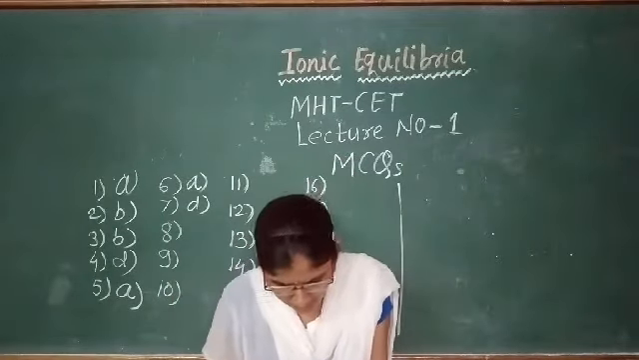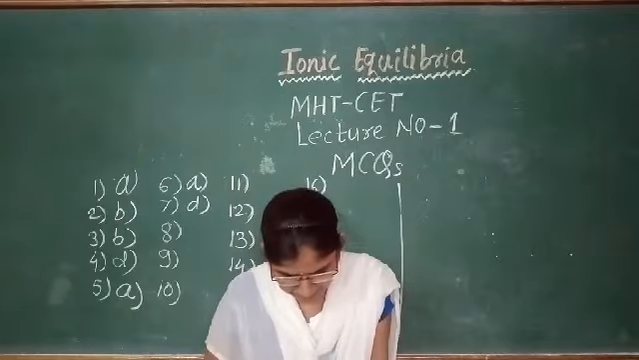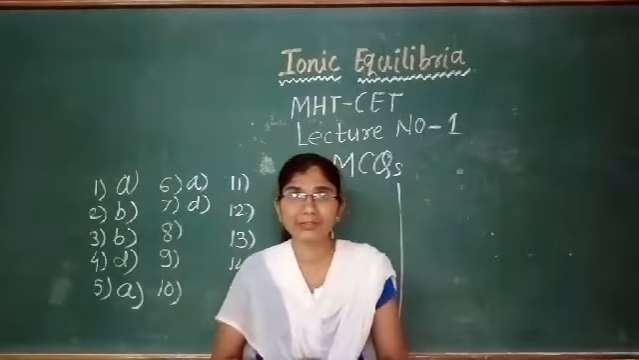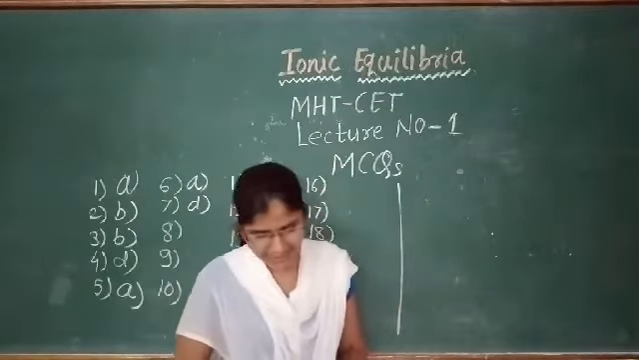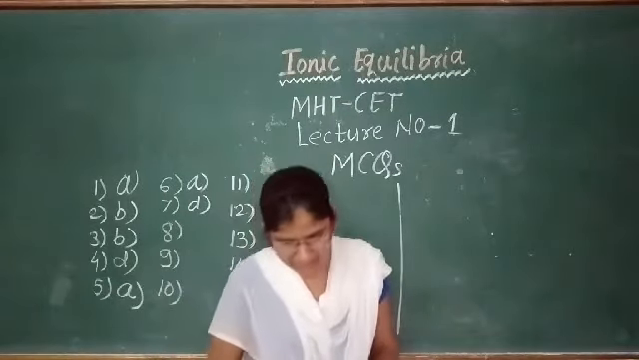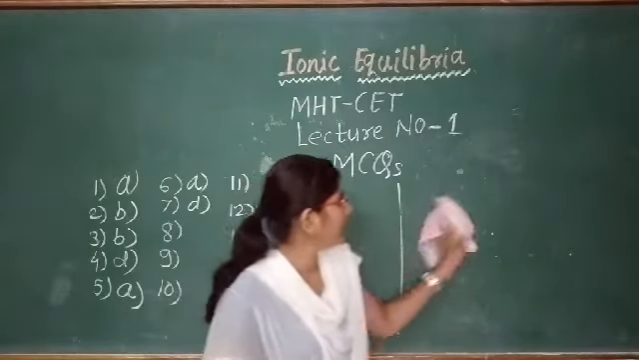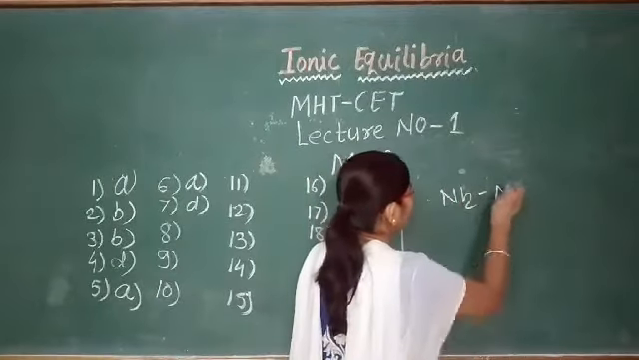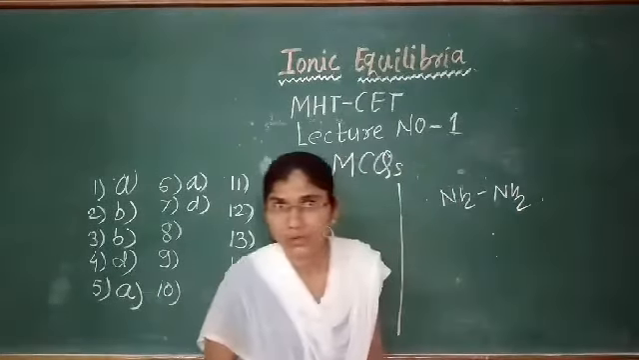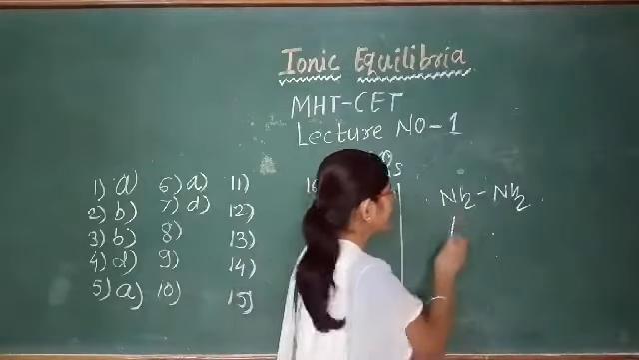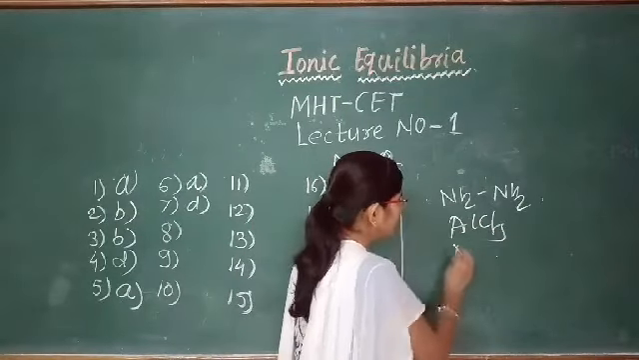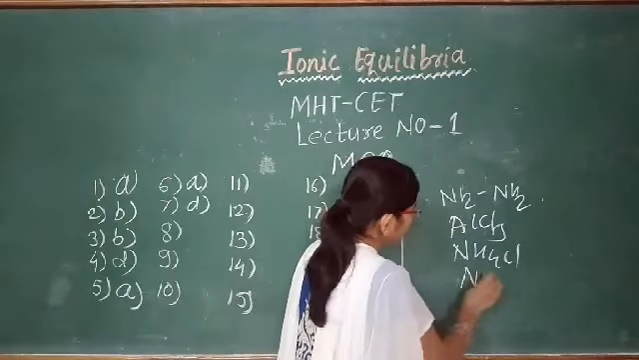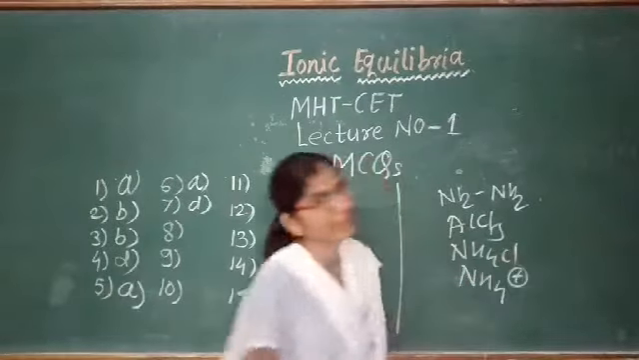Question 8. Which of the following is a Lewis base? A Lewis base is one which has a lone pair of electrons. The options are: hydrazine, that means N2H4, then AlCl3, the third one is NH4Cl, and the fourth one is the NH4+ ammonium ion.